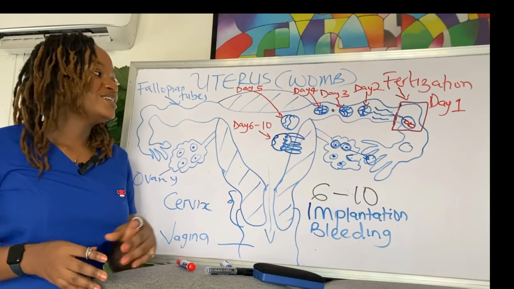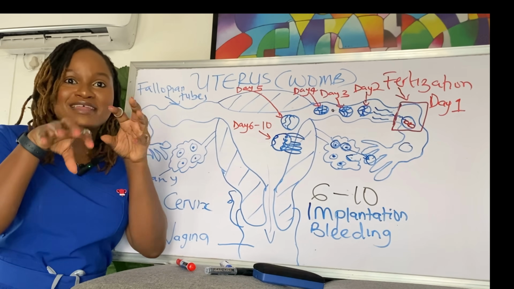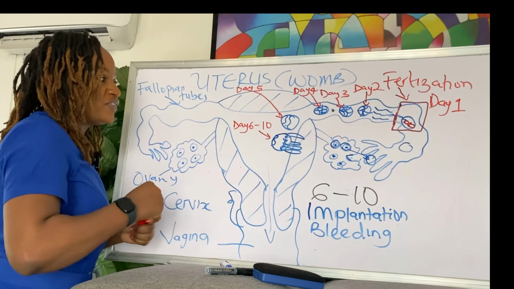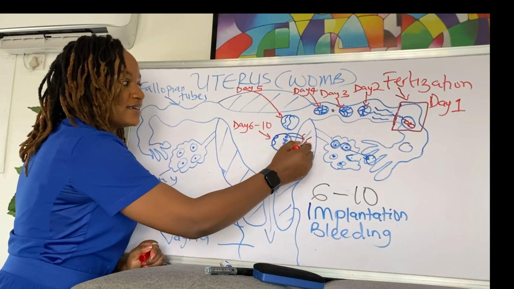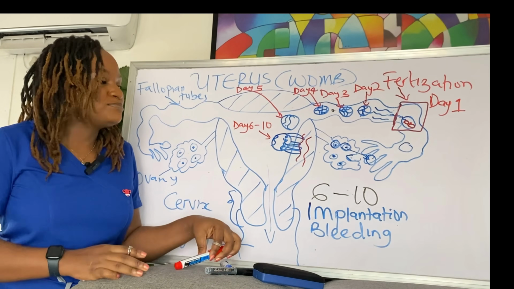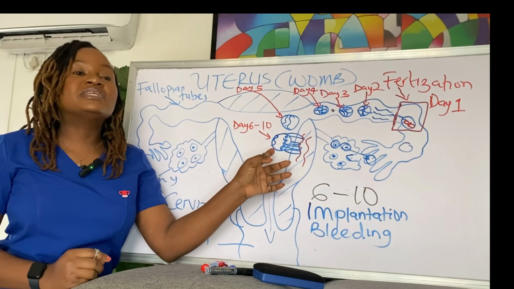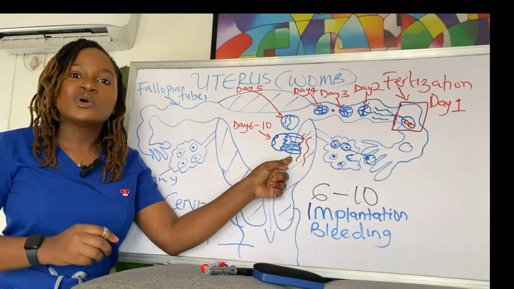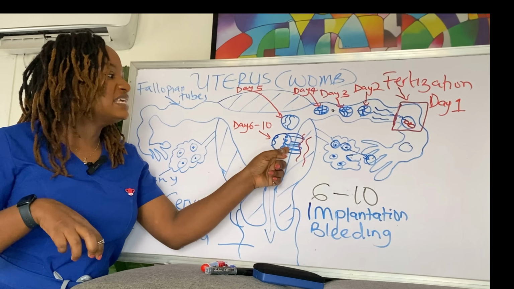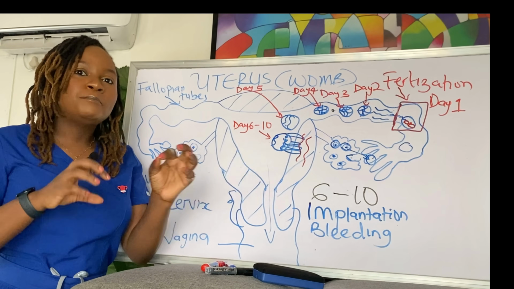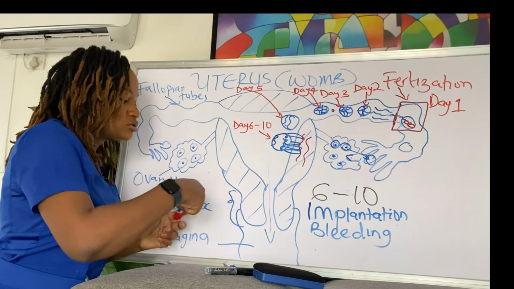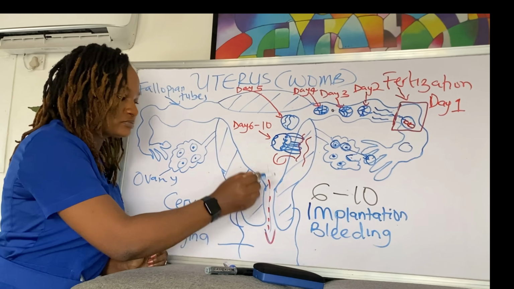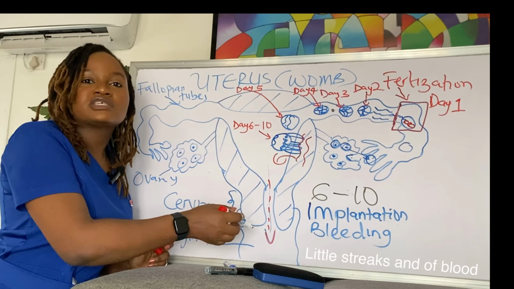What is implantation bleeding? Usually, when the blastocyst uses its finger-like projections to penetrate the wall of the uterus, sometimes there are blood vessels hanging around here. Okay? Blood vessels are vessels that contain blood. And when this blastocyst penetrates the wall, sometimes a blood vessel can be very close to the part where it is penetrating. And then it will pierce the blood vessel. Blood will now escape from that vessel into the uterus. And then it will come out of your vagina as little trickles of blood.